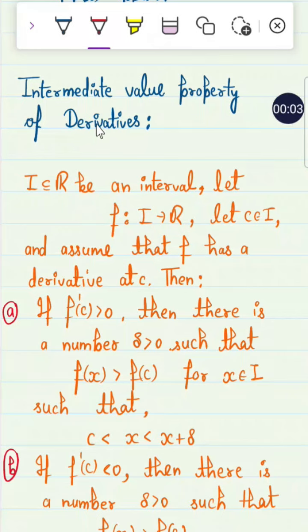Intermediate value property of derivatives, right? We have to know for derivatives what the intermediate value property is. We know the intermediate value property for continuous functions, but we don't know it for derivatives. So now we introduce it.